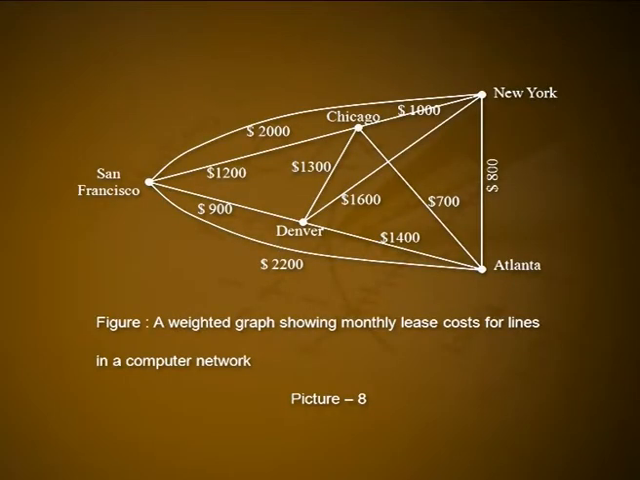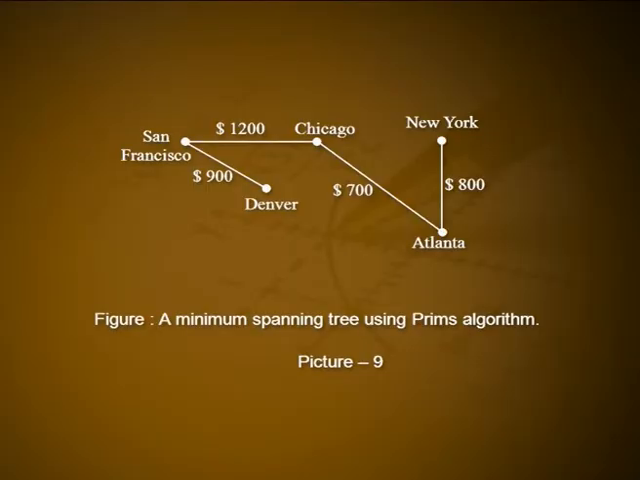Let us see one more example. Example 4. Use Prim's algorithm to design a minimum cost communication network connecting all the computers represented in the figure shown. The figure shows a weighted graph showing monthly lease costs for lines in a computer network.